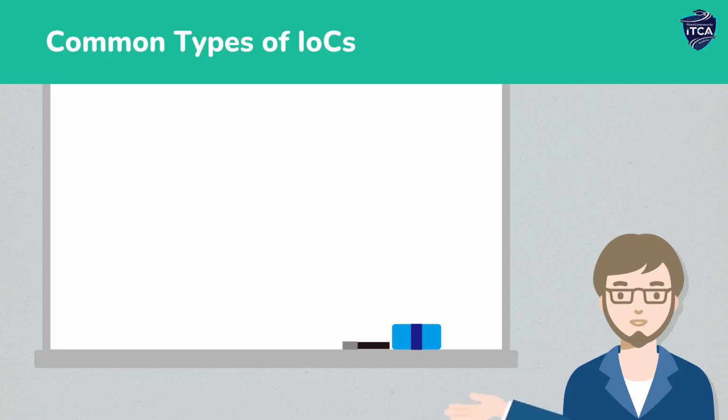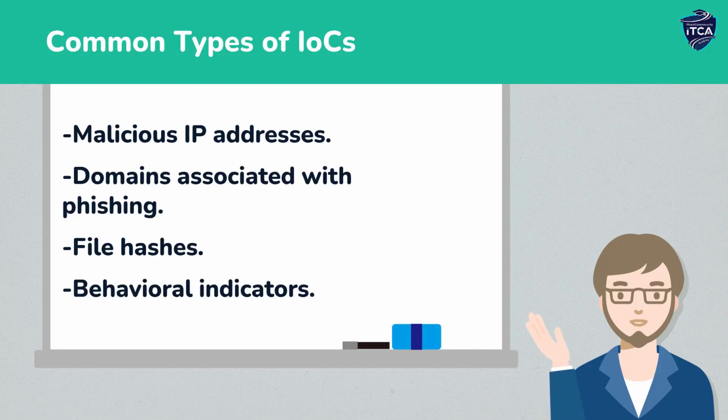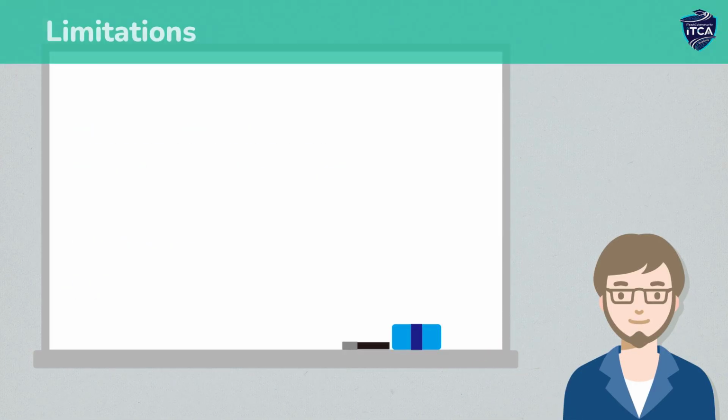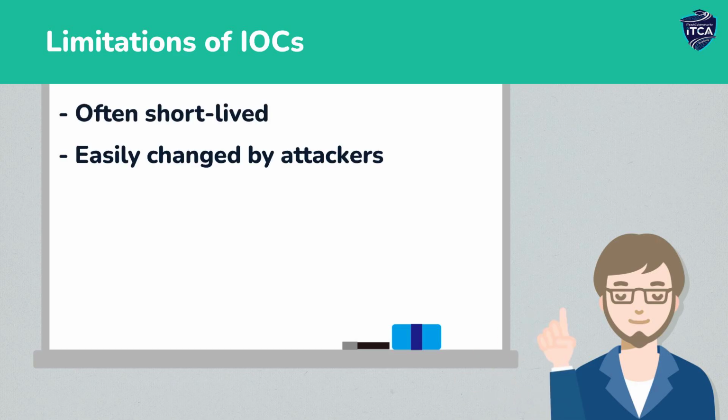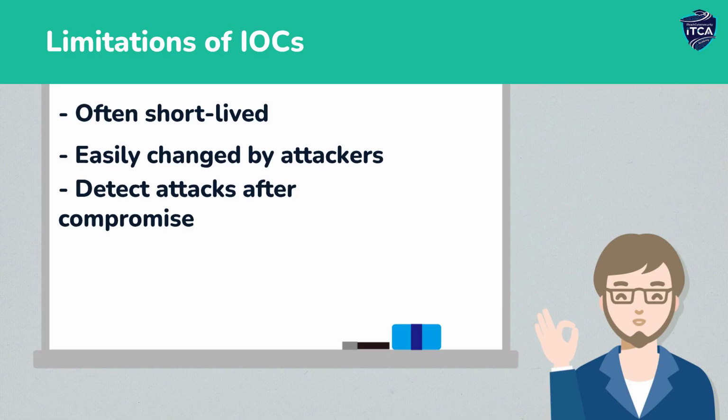Common types of IOCs include malicious IP addresses used for blocking or monitoring, domains associated with phishing or command and control infrastructure, file hashes that uniquely identify malicious files, and behavioral indicators such as abnormal login patterns or unusual network traffic. While IOCs are useful, they have serious limitations. They are often short-lived, easily changed by attackers, and tend to detect attacks after compromise has already occurred. IOCs alone are not enough for effective defense.